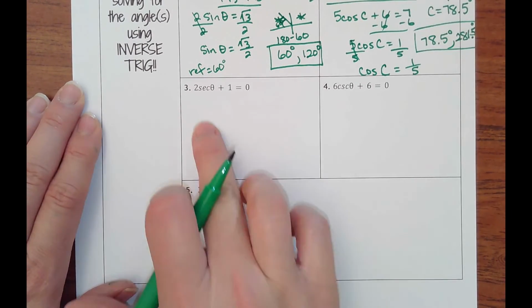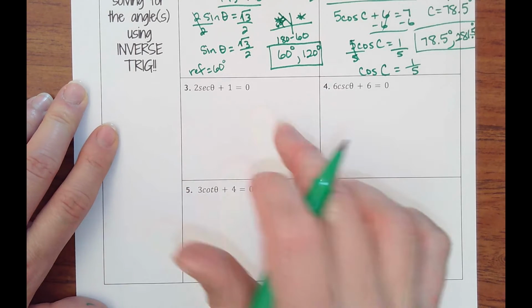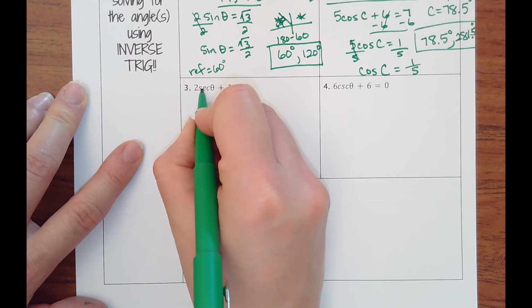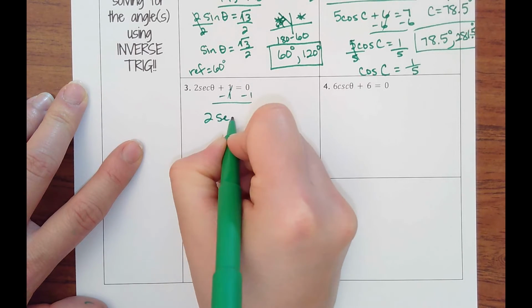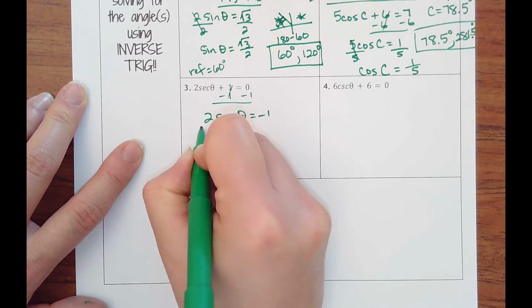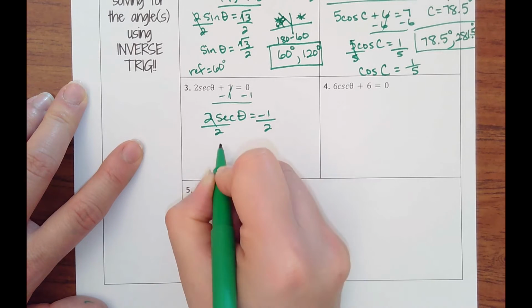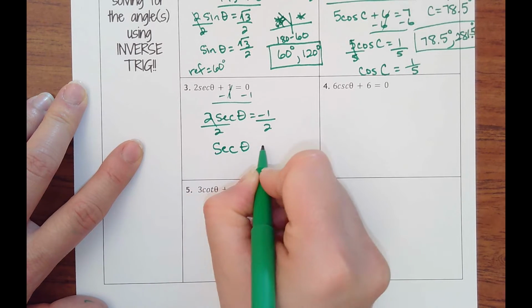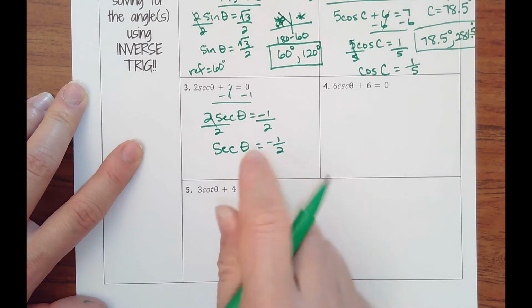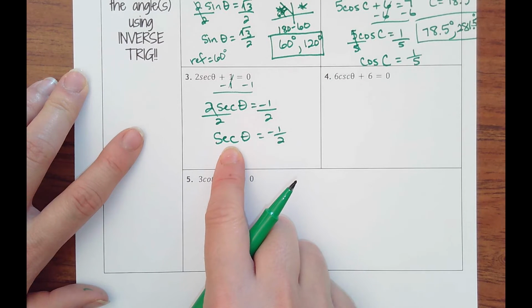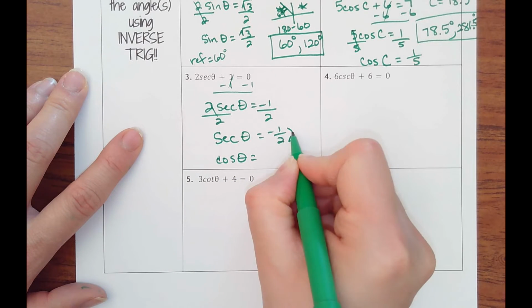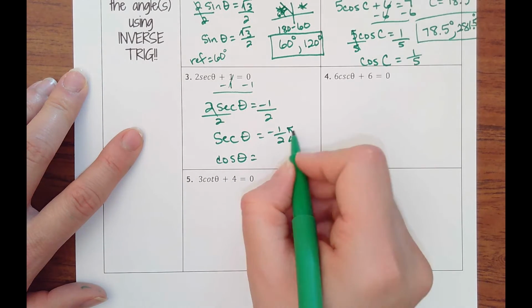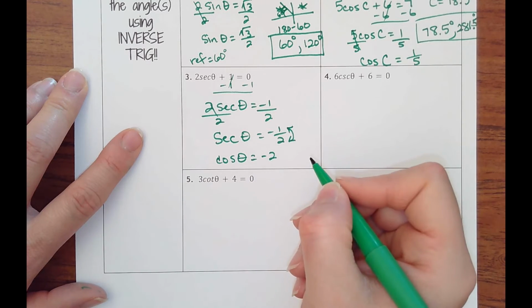All right, number 3. We have 2 times secant of our angle plus 1 needs to equal 0. So that's like a 2x plus 1 equals 0. We'd subtract 1, divide by 2. Secant of some angle needs to equal negative a half. Whenever it's one of these reciprocal functions, go ahead and change it. So the reciprocal of secant is cosine of theta. We're going to actually do the reciprocal of this answer as well. So flip it, and that would be negative 2 over 1, which is negative 2.